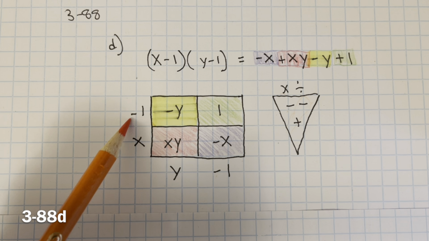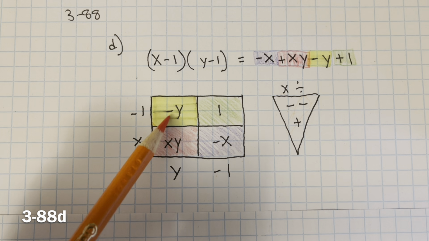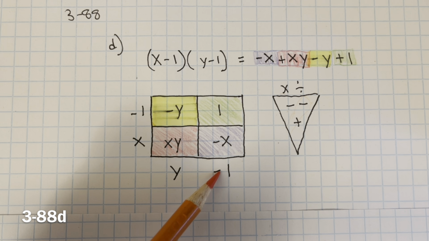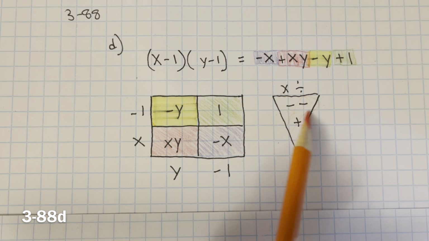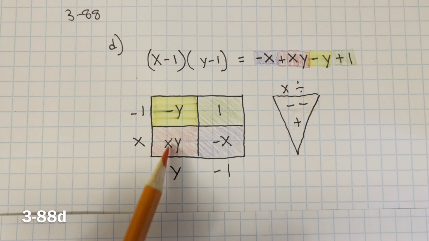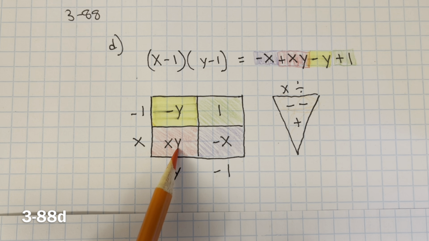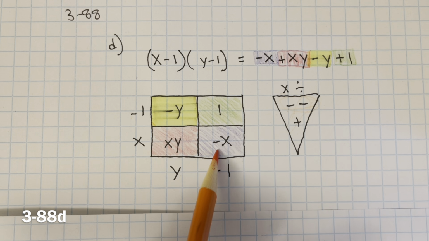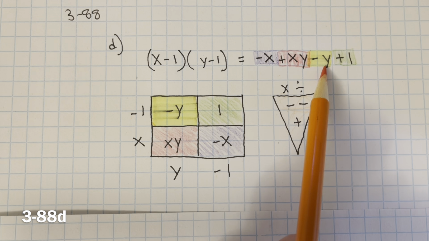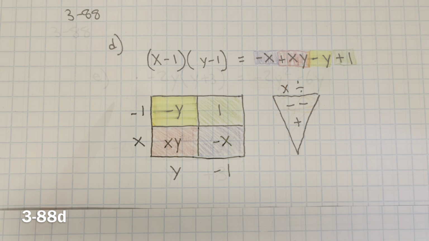And now we go to the next term. Negative 1 multiplied by y is negative y. Negative 1 multiplied by negative 1. So a negative multiplied by a negative is going to equal a positive. So we have positive 1. Here we don't have any like terms to combine. So I have negative x plus xy minus y plus 1.